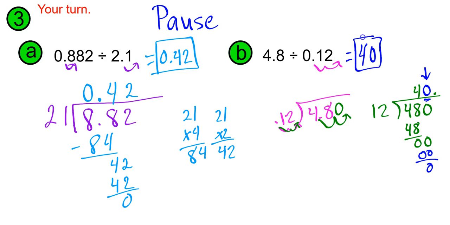All right, I hope that helped. I think division with decimals is probably the trickiest out of the 4 operations, but you just need practice. More practice, you get better and better at it.